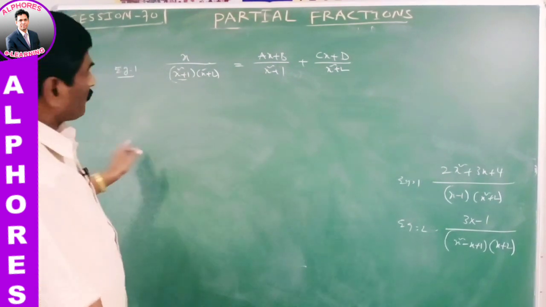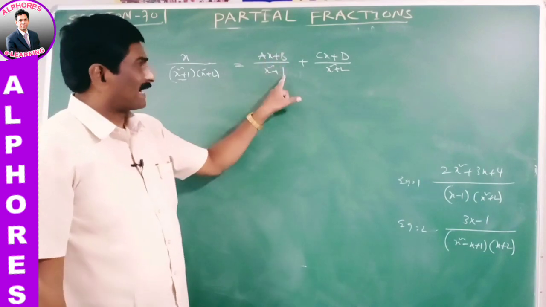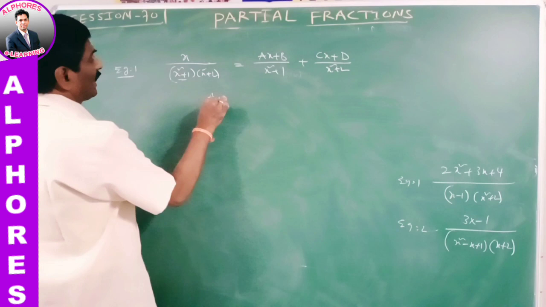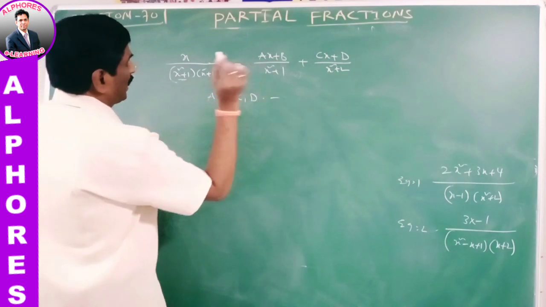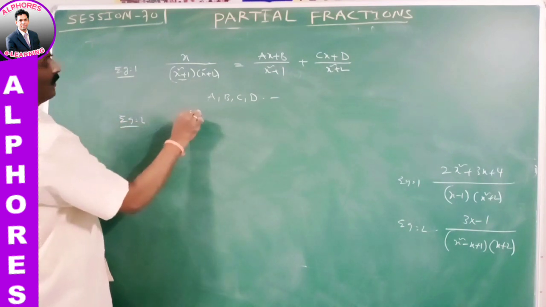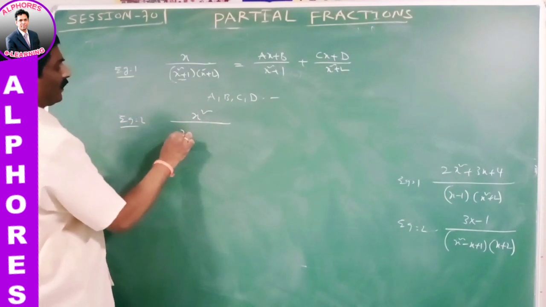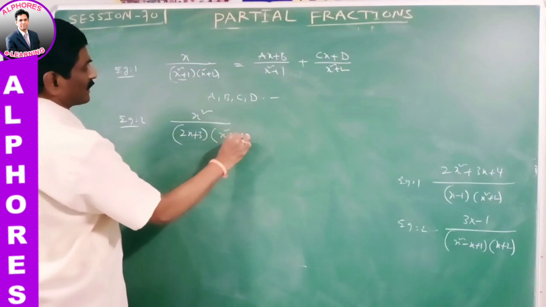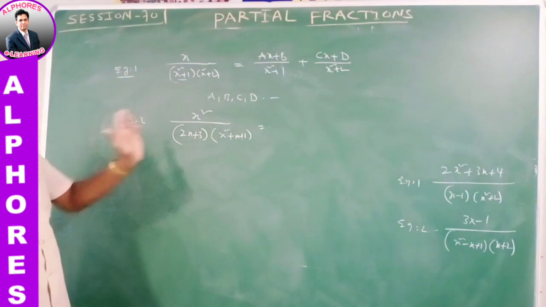x by (x square plus 1) into (x square plus 2) is equal to (ax plus b) by (x square plus 1) plus (cx plus d) by (x square plus 2), where a, b, c, d are constants which are to be determined. Next, example 2: x square by (2x plus 3) into (x square plus x plus 1). Please reduce this into partial fractions.